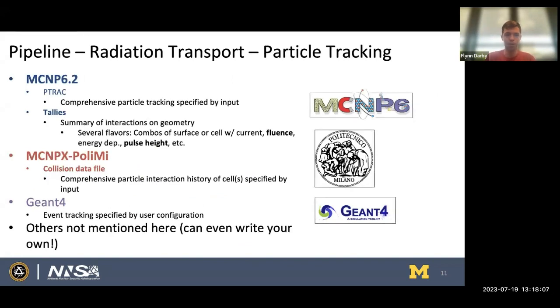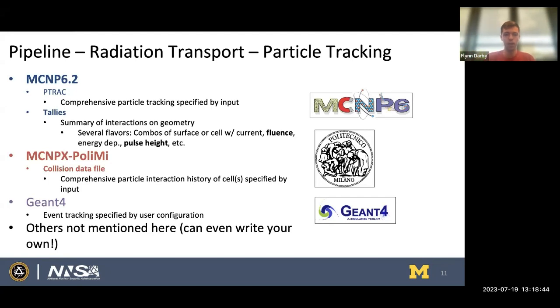There are several ways to do it, which I mentioned at the start. MCNP 6.2, which is the latest distributed version of MCNP, includes PTRAC, which is just particle tracking. It can be quite comprehensive, but you have to customize it to get the output that you want. But there are also built-in tallies, which are just summaries of interactions on the geometry. They don't tell you particle by particle what has happened in your geometry, but they give you a summary of your total simulation, what type of interactions have occurred per particle simulated. That doesn't mean a ton to you yet, but we'll go into more specific examples.